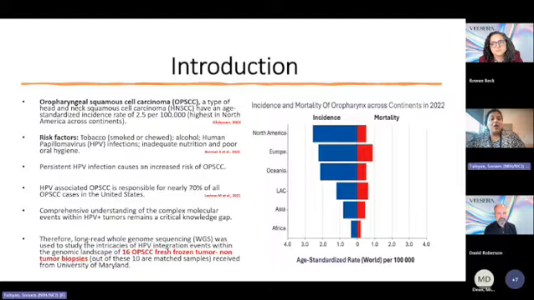Comprehensive understanding of the complex molecular events within the HPV plus tumor remains a critical knowledge gap. Therefore, we thought to long-read whole genome sequence 16 OPSCC fresh frozen tumor and non-tumor biopsies. These samples were received from University of Maryland.